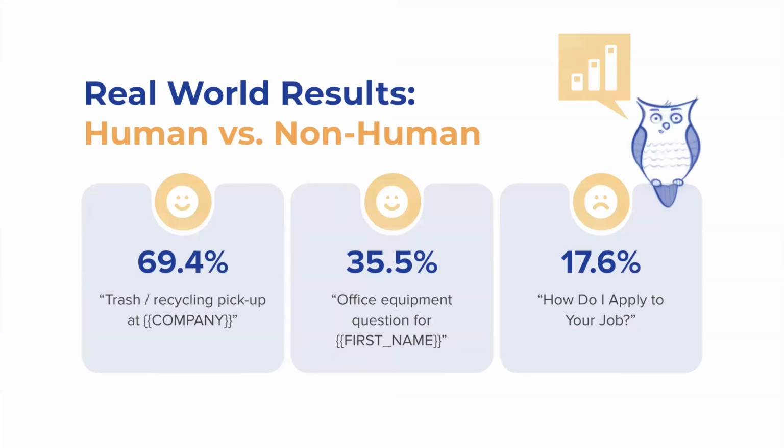So let's take a look at some real world stats again. Here's that same subject line from the previous segment, "trash recycling pickup at company." Again, not clever, pretty boring. And it delivered an open rate of nearly 70%. So why? It's because it's routine, it's pedestrian, and it's related to an everyday problem that's on a business owner's mind. Another good one was "office equipment question for first name." It's mundane. It uses the prospect's first name to create a feeling of familiarity, and it generated an open rate of over 35%.